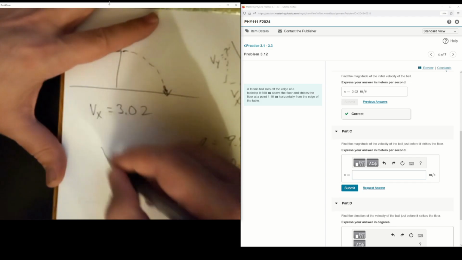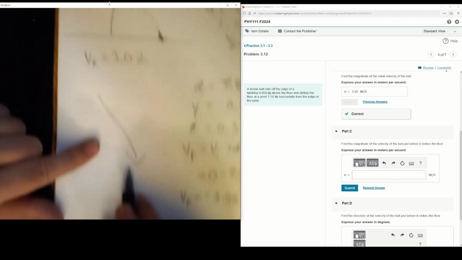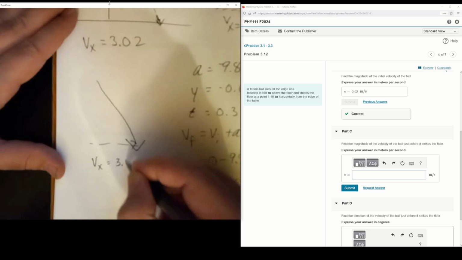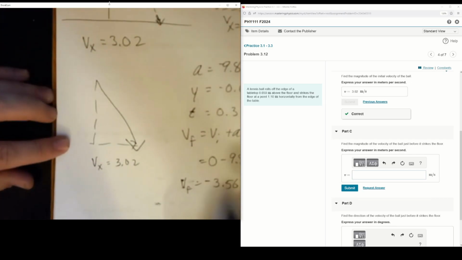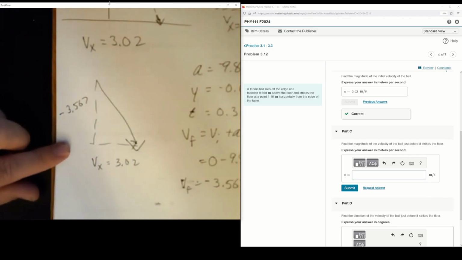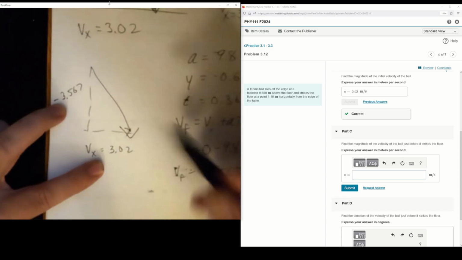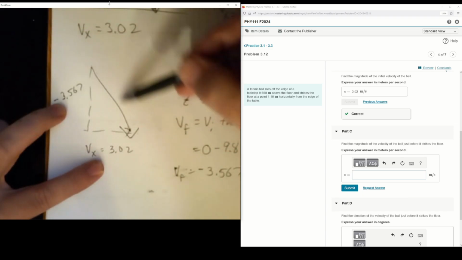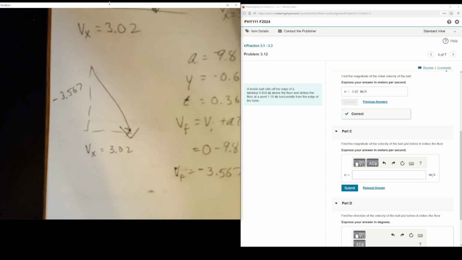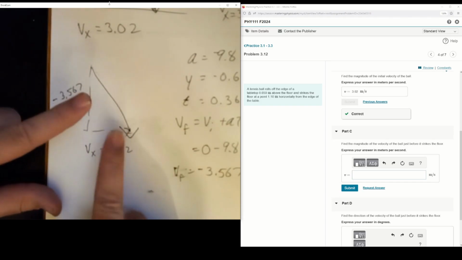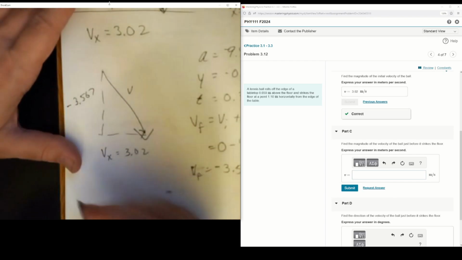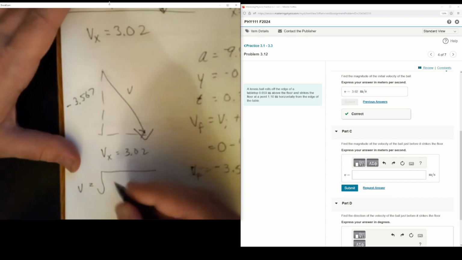So we just figured out this y component. Let me draw this a little bit bigger here to be clear. Here's our final velocity vector as it impacts the ground. We have the x component, 3.02. I just figured out the y component. It's going down at minus 3.567. Now that we have these two components, we can use Pythagorean theorem to figure out what the actual length of the velocity arrow is. And that is the velocity then. The velocity in 2 dimensions is always going to be these two components.